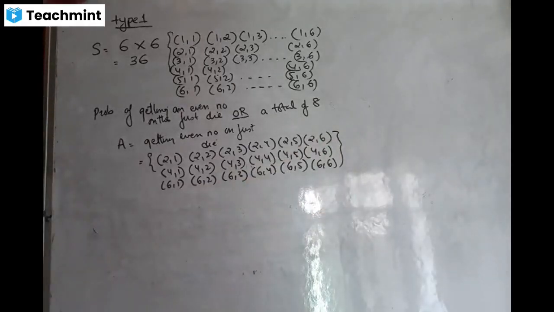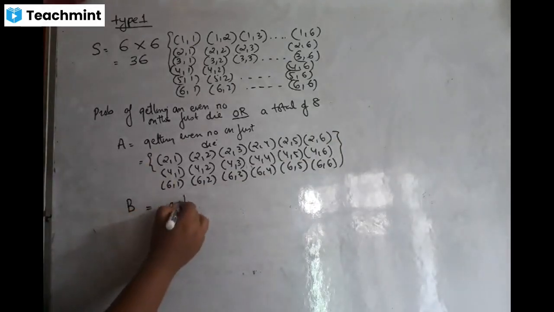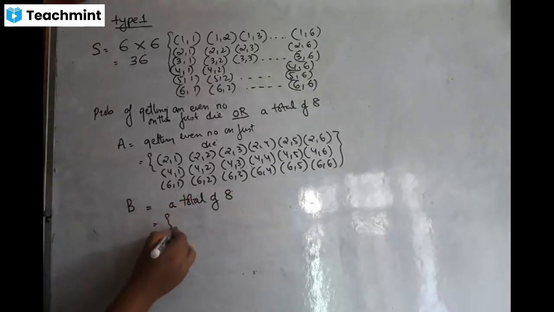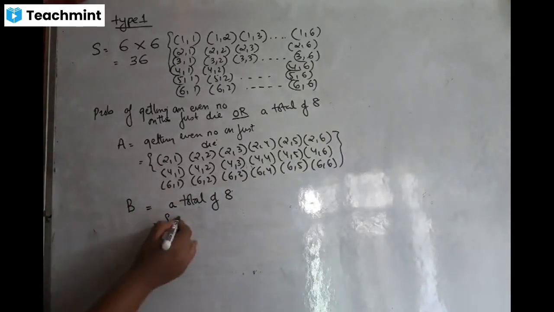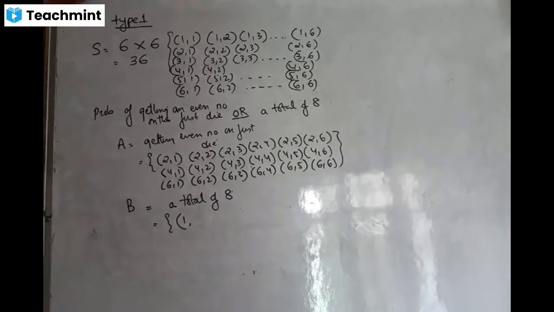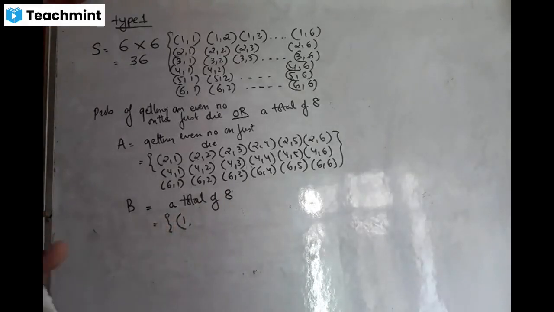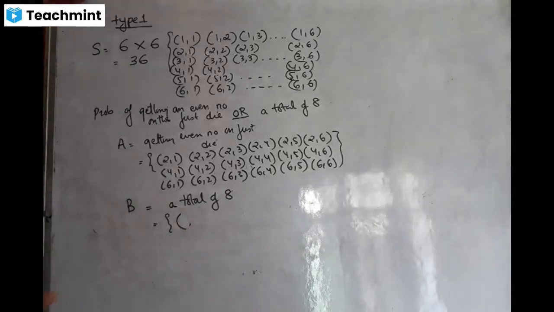Okay. Now, what about the second event? The second event is you must get a total of 8. That means the result from the two dice must be 8. So if I get 1 on the first die, then what must I get in the second die to make the total 8? I must get 7 because 7 plus 1 is 8. But you know, in a die, the number 7 is not there. So with 1, you are not going to get the desired result.